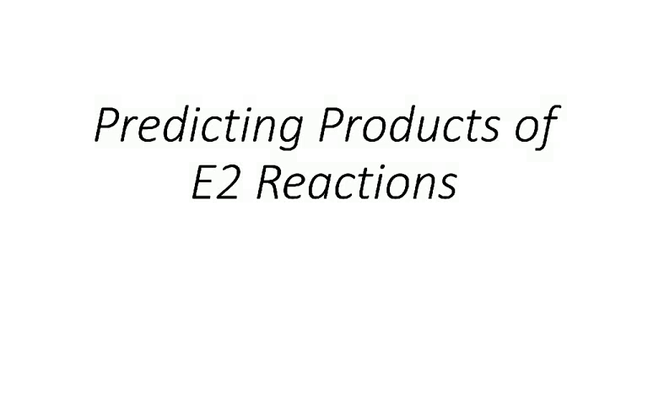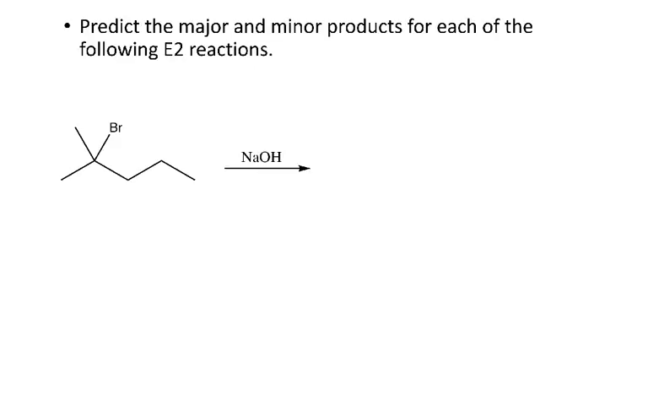Okay, in this video, we're going to look at some examples of predicting products of E2 reactions. Okay, so we want to predict the major and minor products of the following E2 reaction. And so, right, in our E2 reaction, we're going to lose the halogen, and then we're going to lose a hydrogen on one of the beta carbons.